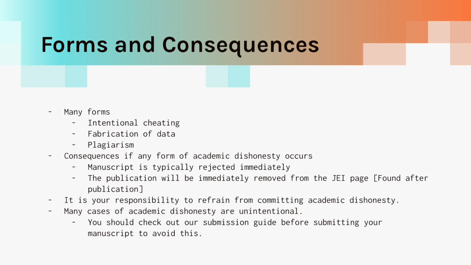For cases where data has been fabricated or unethically obtained, we will reject the manuscript. If your work is already published at the time of discovery, the publication will be immediately removed from the JEI page. This is known as retracting an article. Such an action can hurt your reputation as a scholar, as your name will still be associated with the retraction notice. We know that many cases of academic dishonesty that are found are unintentional at JEI. However, it is ultimately your responsibility to ensure that you are not committing academic dishonesty. We suggest you check out our submission guide before submitting your manuscript.